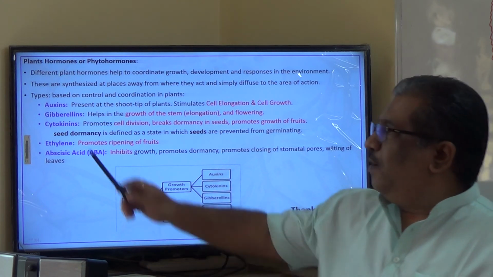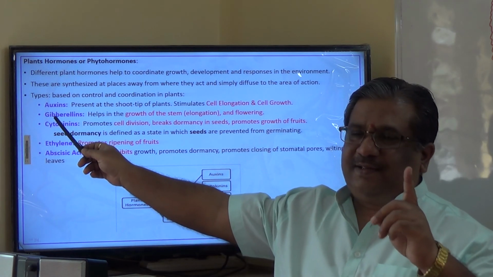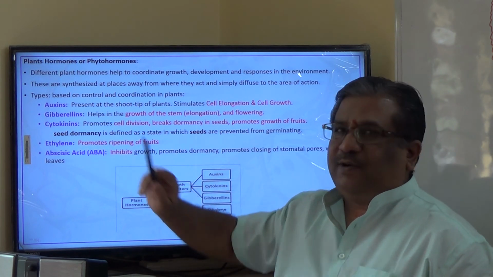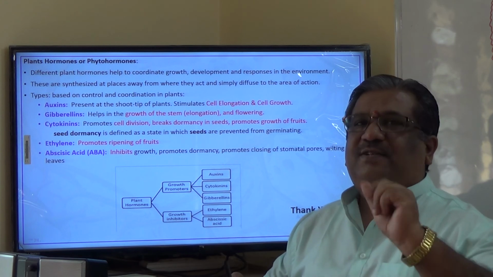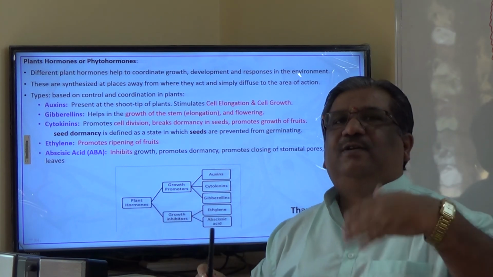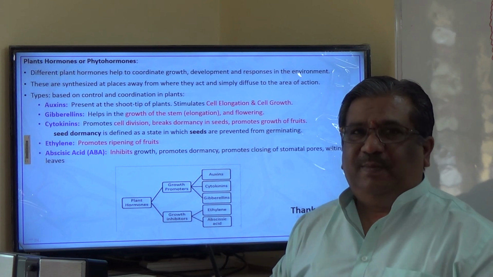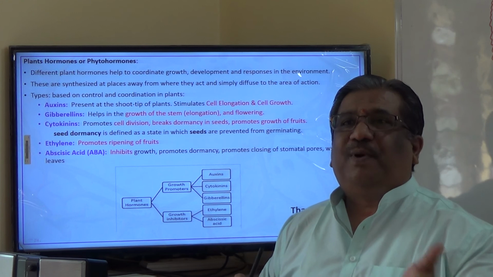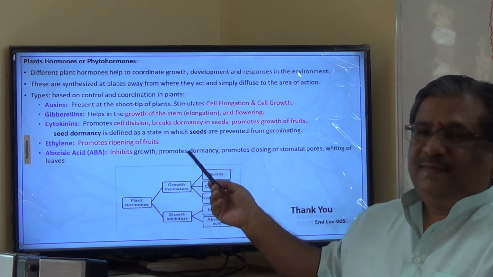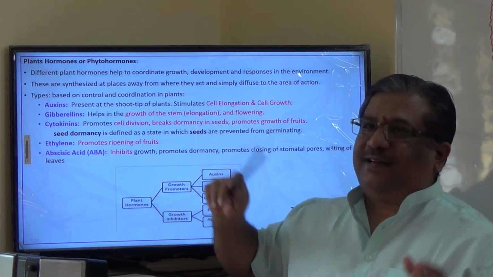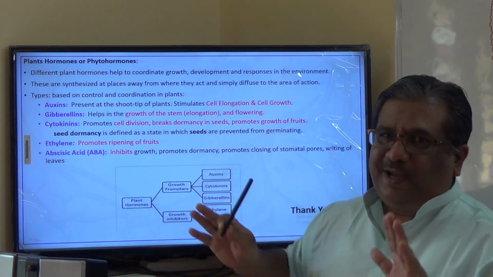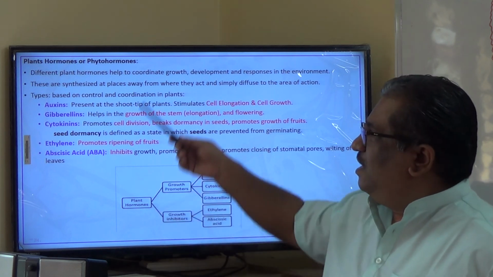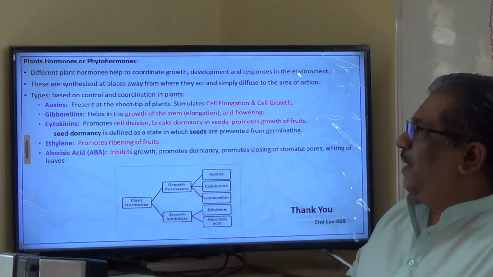So these are the different plant hormones. Auxin, cell elongation, cell growth. Gibberellin, stem elongation. Cytokinin, cell division, breaks dormancy. Abscisic acid, growth inhibitor. Important, it's a growth inhibitor. Wilting of the leaves, closing of the stomatal pores, promotes dormancy. For abscisic acid, the wheat and moong dal at home are like that; otherwise everything would sprout, isn't it? So these are the main functions of the plant hormones.